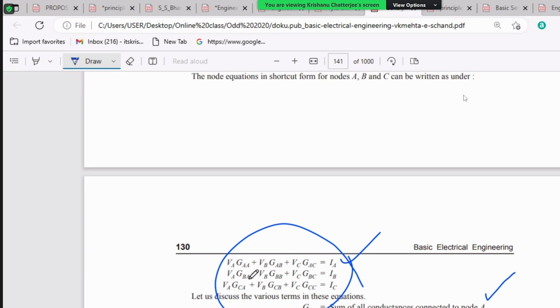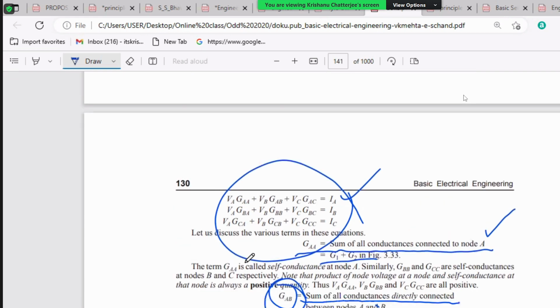VA, GBA, VB, GBB, and VC, GBC equals to IB. VA, GCA, VB, GCB plus VC, GCC equals to IC. This way we are writing. So obviously GAA, GBB, GCC are the same. And what are those? Sum of all conductances connected to those nodes. Means if you are talking about node A, how many conductances are connected to node A, we will be adding.